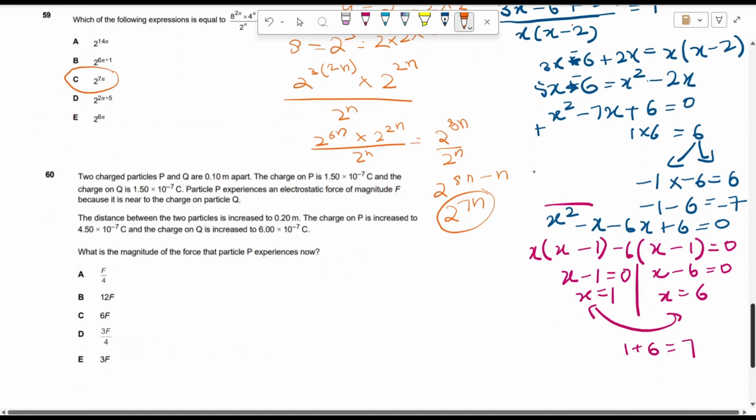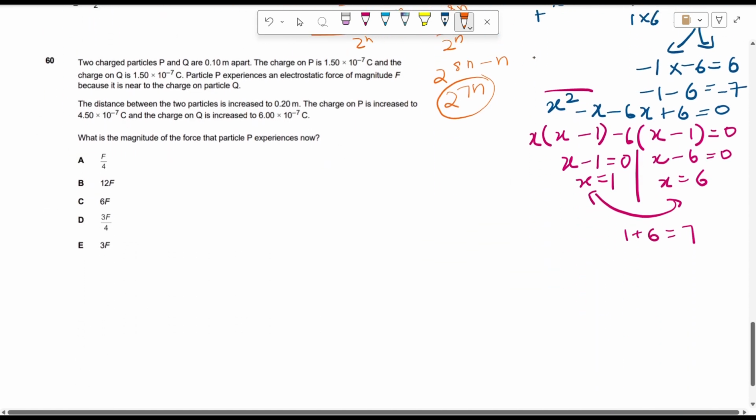Now let's solve our last question for today. Two charged particles P and Q are 0.1 meter apart. The charge on P is 1.50 into 10 power minus 7 coulomb and the charge on Q is 1.50 into 10 to the power minus 7 coulomb. Particle P experiences an electrostatic force of magnitude F because it is near to the charge on particle Q. The distance between the two particles is increased to 0.20 meter. The charge on P is now increased to 4.50 into 10 to the power minus 7 coulomb and the charge on Q is increased to 6.00 into 10 to the power minus 7 coulomb.